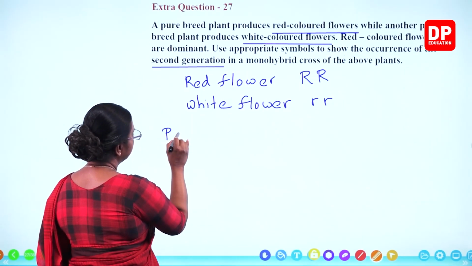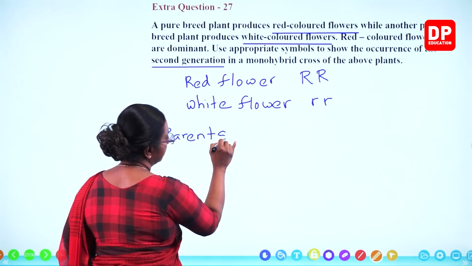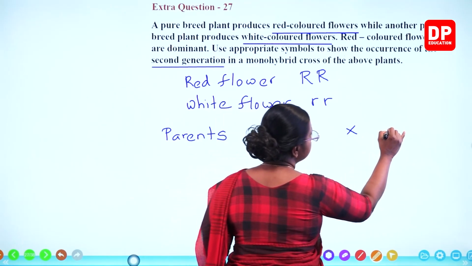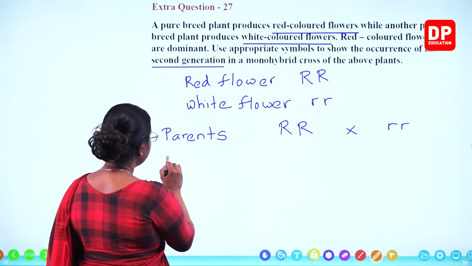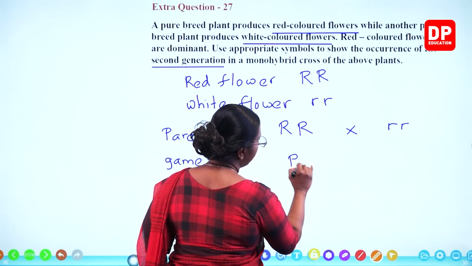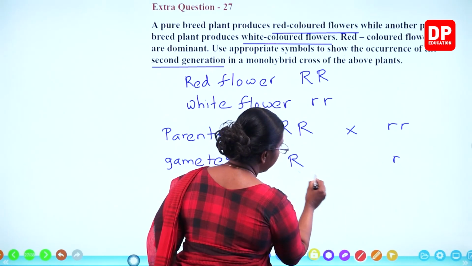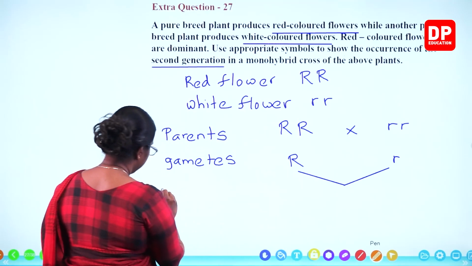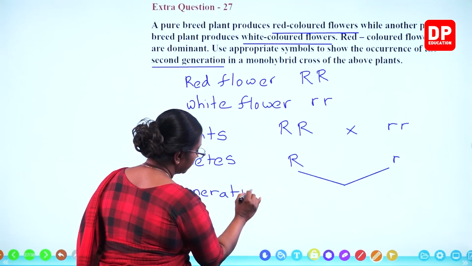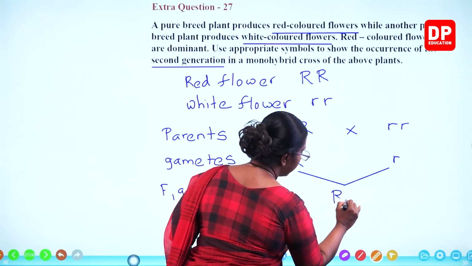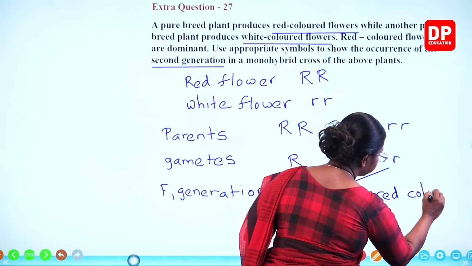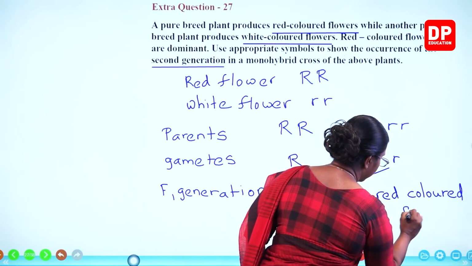So here we will have the parents. Parents both are purebred parents, capital R and simple r. Then we have the gametes. Gametes, capital R and simple r. And when they combine, we get the F1 generation. F1 generation, capital R, simple r. So these are all going to be red colored flowers.